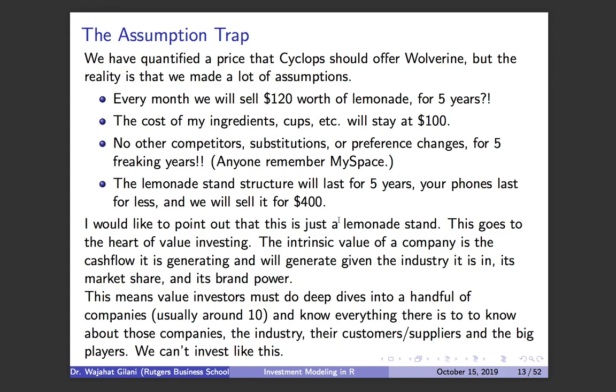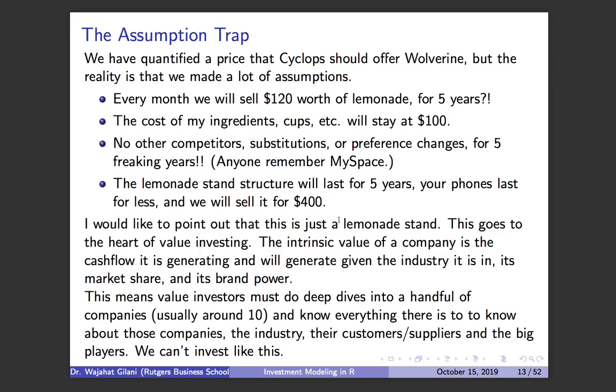They're crazy, right? And I would like to point out that this is just a lemonade stand, people. This is a simple, stupid lemonade stand. And look at all the crazy assumptions we're making. This goes to the heart of the problem of value investing. The intrinsic value of a company is the cash flow it's generating. And the cash flow it generates is contextualized based on the industry it's in, the market share, its brand power, et cetera.